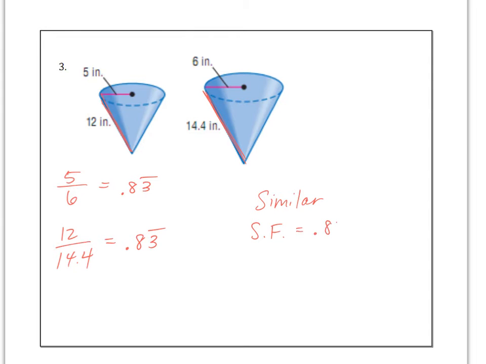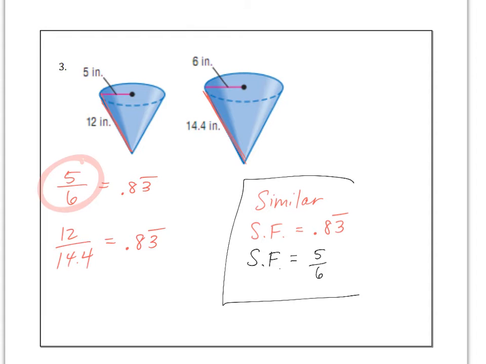You could say it's 0.83 repeating to 1. Or, this is kind of cool. You know how 0.83 repeating is equivalent to 5/6? So you could also write scale factor equals 5/6. So 0.83 repeating or 5/6, those are both good answers. I kind of like the 5/6 personally.